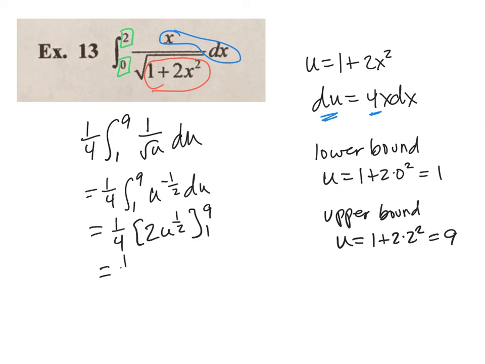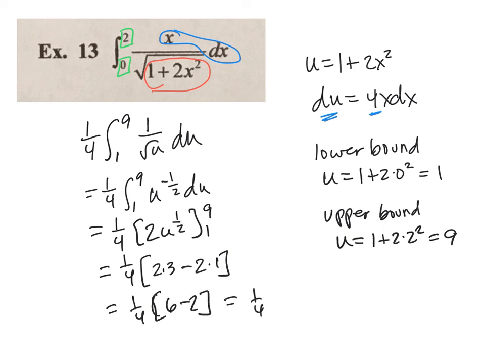So we'll have 1/4 times, when I put 9 in for u, u to the 1/2 is the square root of u. So the square root of 9 is 3. So we'd have 2 times 3, and then minus 2 times the square root of 1, which is 1. So we have 1/4 of 6 minus 2, which is 1/4 of 4, which is 1. So our final answer is 1.